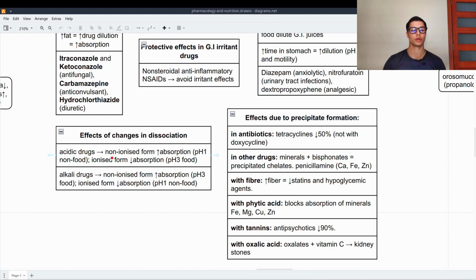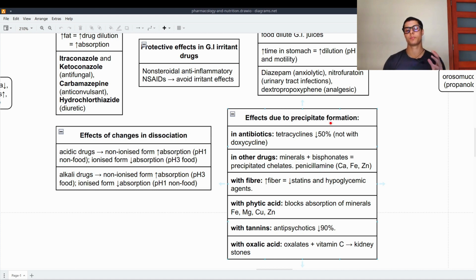Acidic drugs, non-ionized form is absorbed, pH 1 non-food. Ionized form not absorbed, pH 3 with food. Alkali drugs, non-ionized form is absorbed, pH 3 food. Ionized form not absorbed, pH 1 non-food. So basically here we say that acidic drugs must be taken without food and alkali drugs with food, because there is a higher absorption in those cases because of the non-ionized form of the drugs.